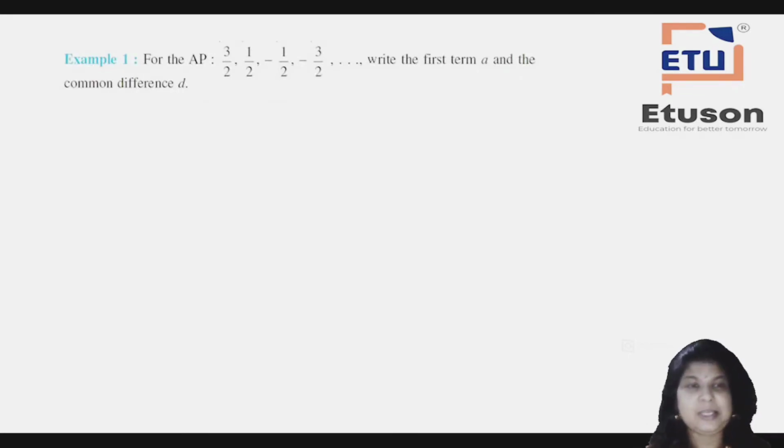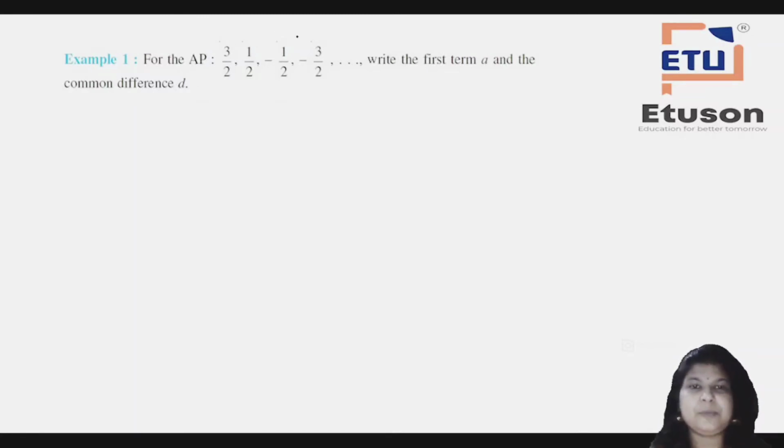Now let us take one example to understand. For the AP 3/2, 1/2, minus 1/2, minus 3/2, write the first term a and the common difference d. As you can see, there is a series of numbers. So what is the first term?